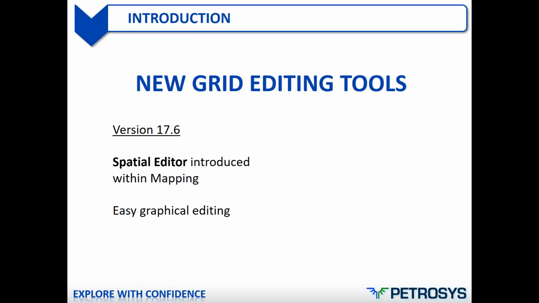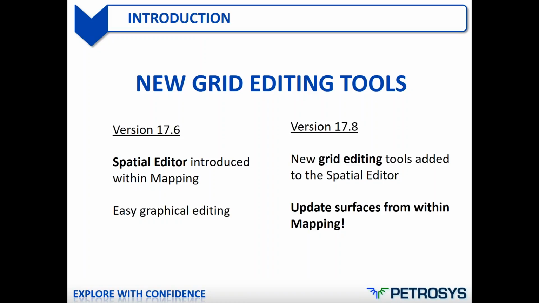The limitation with that tool was always that when you made changes to contours or to faults, you had to go out of mapping, you had to go into surface modeling, and you had to use this data as input to regenerate a grid. Now, based on client feedback, we have significantly improved this workflow, and in version 17.8, we released a new grid editing tool or editing capabilities within the Spatial Editor. So the idea is now that when you edit your contours or your faults, you can simply press buttons within that tool to regenerate the surface, making the whole process of editing significantly faster.